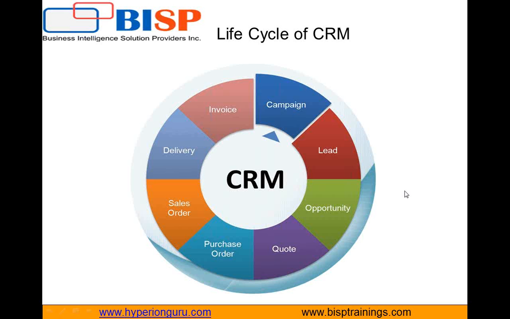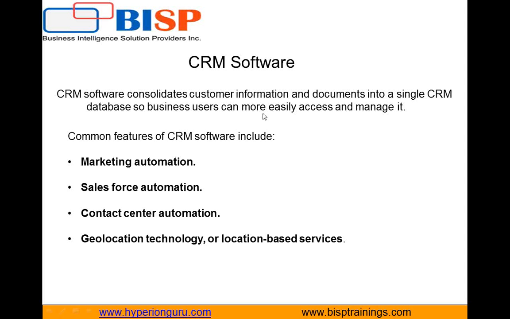So if you talk about CRM software, what does CRM software do basically? CRM software consolidates customer information and documents into a single CRM database, so business users can more easily access and manage it. Basically, who will access that customer information? Obviously the business user. And what can business users do? They can extract the customer information, and they can offer promotions to the customer based on their requirements, their shopping habits, their needs. And along with that, business users can also find out how much profit we have made in a particular quarter, or in the previous year. So all that can be managed easily if the information has been stored on a centralized basis.